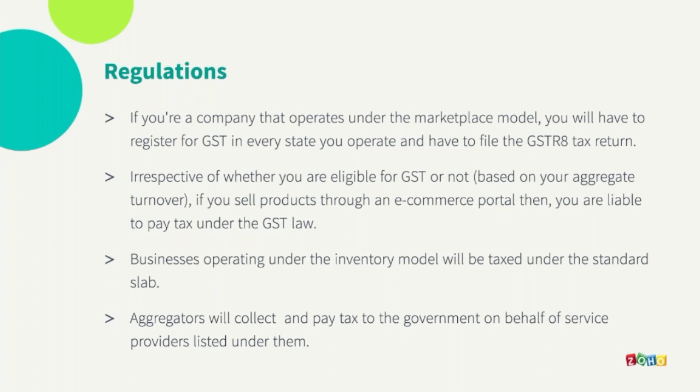Then finally, we have the aggregator model. A very good example of this model would be companies like Ola, Uber, etc. So these companies will collect and pay tax to the government on behalf of service providers listed under them. So if you take a look at Uber, for instance, when you take an Uber ride somewhere, you would find some taxes associated with your ride. So on behalf of the driver, Uber will collect this tax and it will pay this to the government. So that's how this particular sector is going to operate.